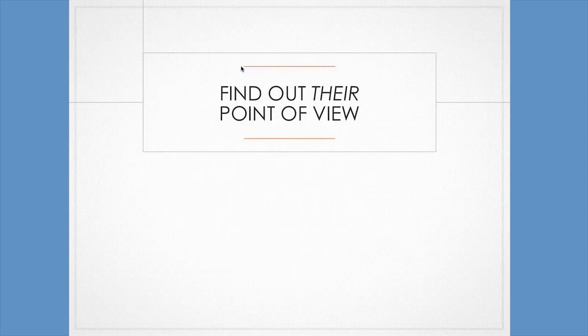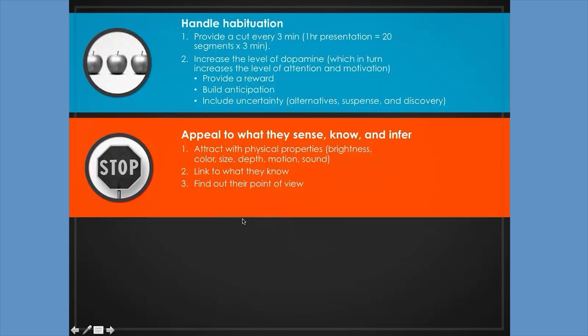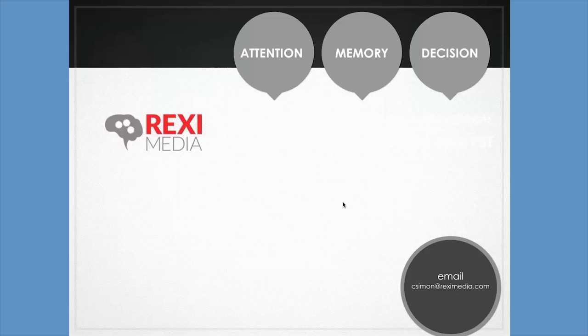But also start with their point of view. Often it is so easy to start any kind of presentation or training session from where you're sitting versus from where they're sitting. Constantly broaden your point of view. And here is a big brief summary for the second piece, which deals with attention being dependent on what your audiences sense, what they already know, and what conclusions they might take.